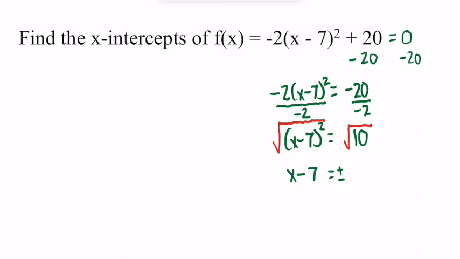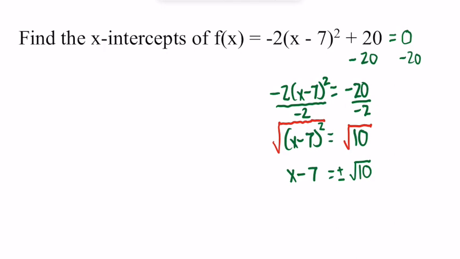On the right side, there's really nothing we can do to simplify the square root of 10. Splitting it up into the square root of 2 times the square root of 5 wouldn't help, because you can't simplify the square root of 2 or the square root of 5. So we'll just leave this as the square root of 10.